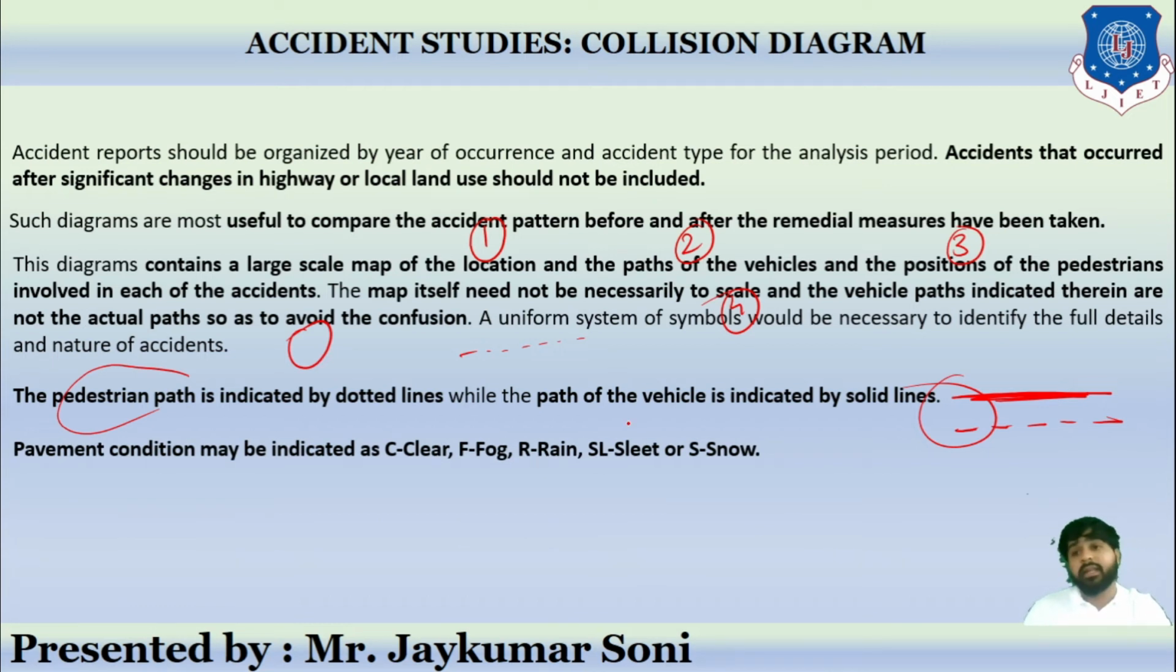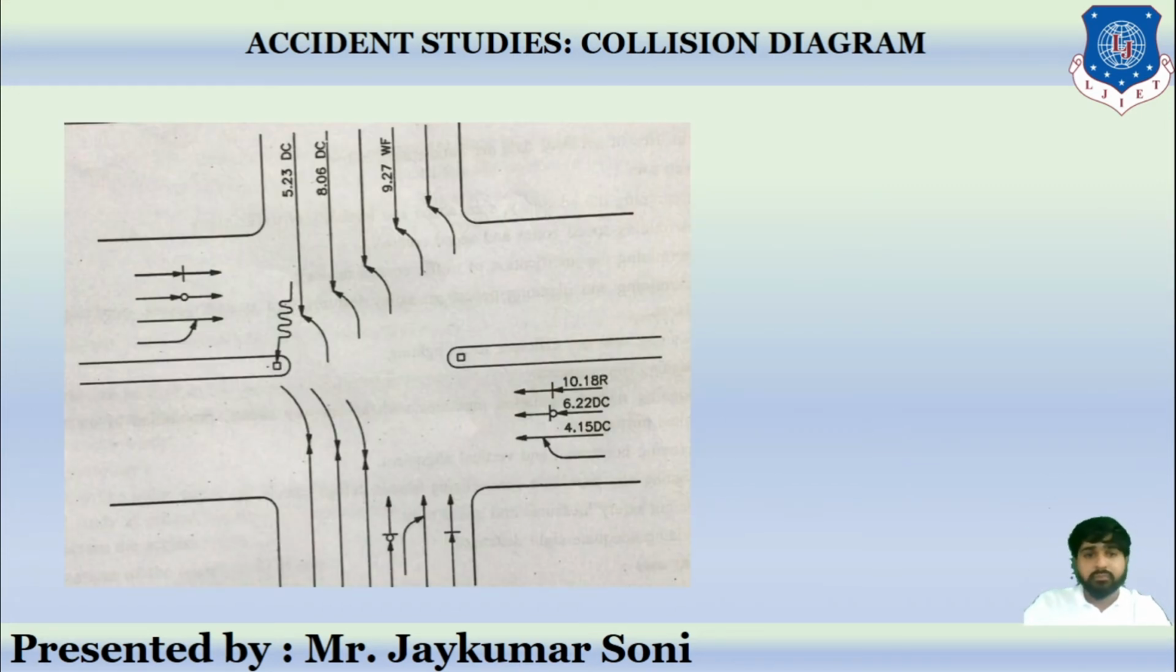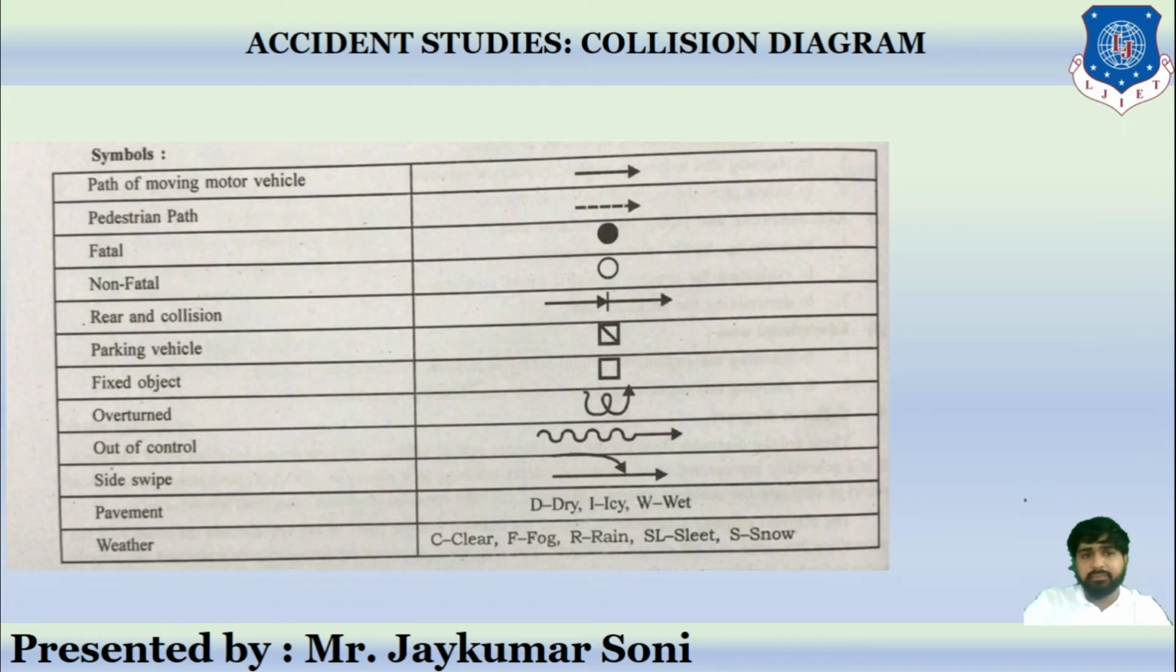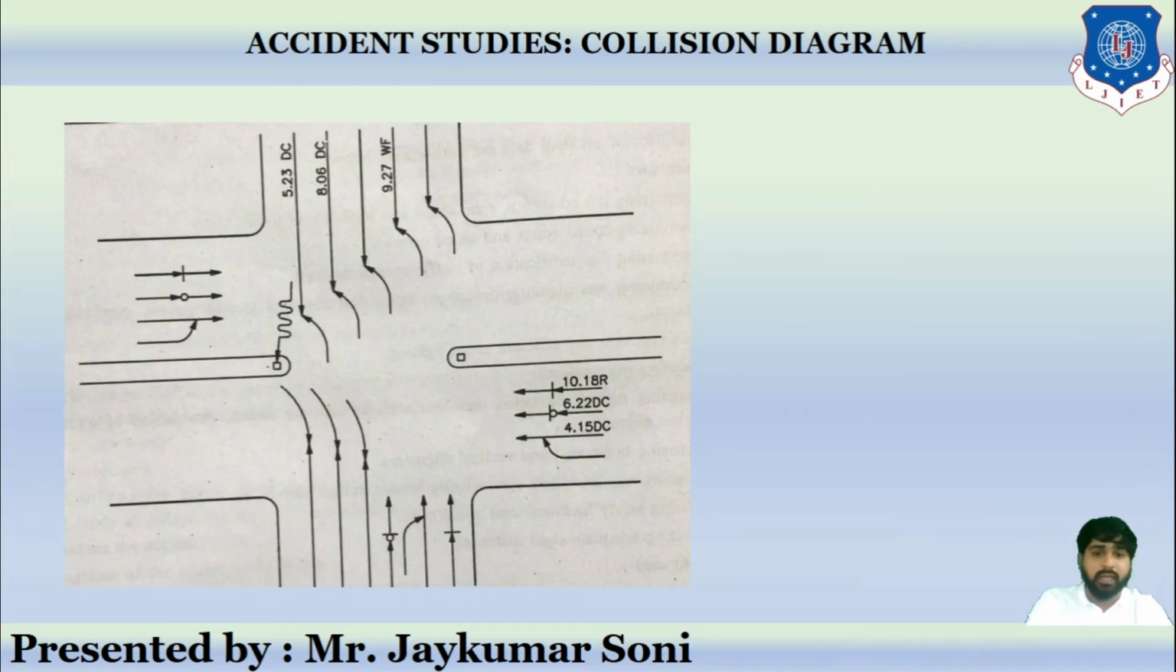Pavement condition will be indicated such that if it is clear condition it will be C. If it is foggy then it will be F. If it is rainy it will be R. If it is sleet it will be SL. If it is snow it will be S. See, this is the diagram and this is what the path looks like. So you can see that these are the solid lines. These are all the certain signals. I will explain all these things to you. Don't worry. Then this is also one of the things.